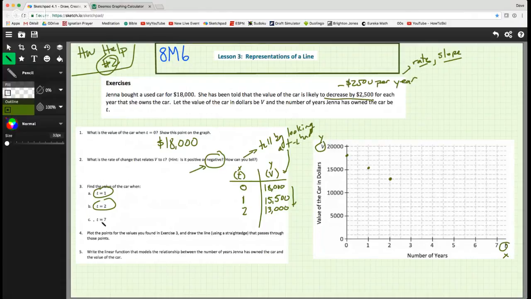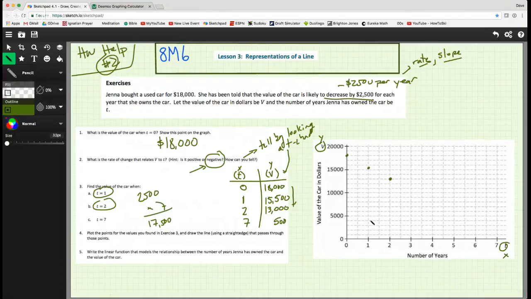Okay, so now we need to find out when T equals 7. Well, when T equals 7, I've decreased by how much? I've decreased by 7 times 2,500. I've gone down 2,500 7 times. So that's 17,500. So this car is only worth $500. Now it's only worth $500 after 7 years.